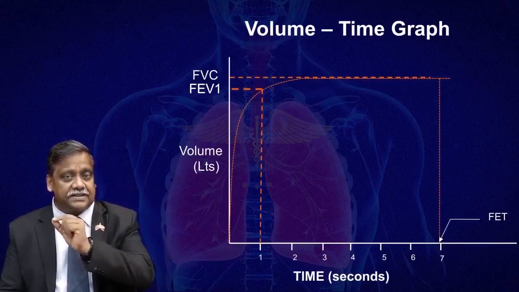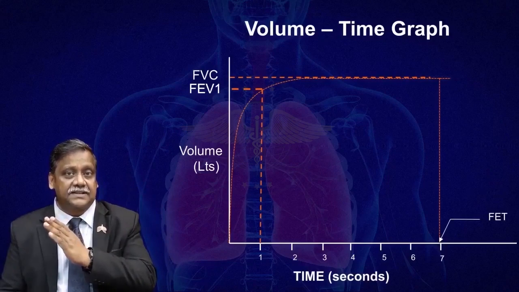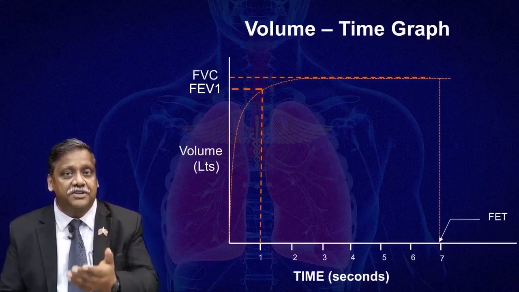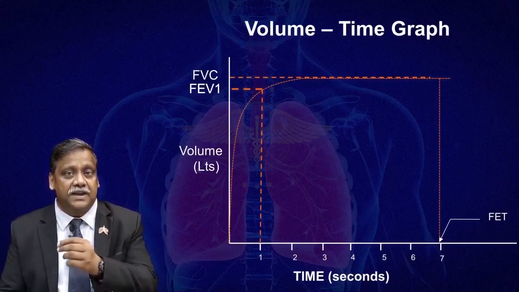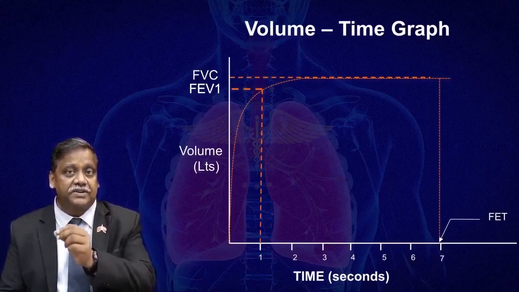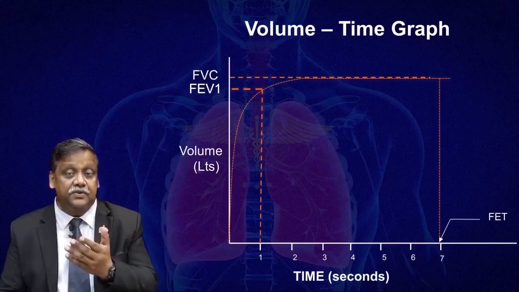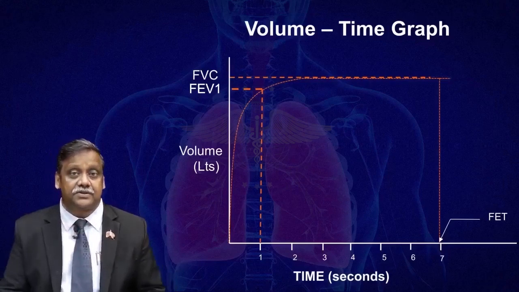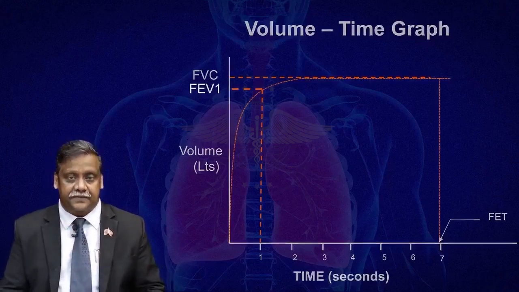On the x-axis, you can see the time in seconds, and you can see that the patient blew for about 6 seconds. So how long the patient blew for is captured in this parameter called FET, or forced expiratory time. And it's very useful, very important for quality assurance when you start interpreting.